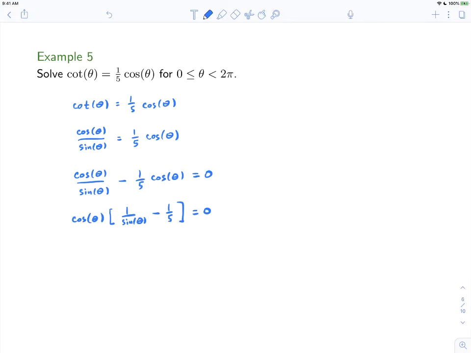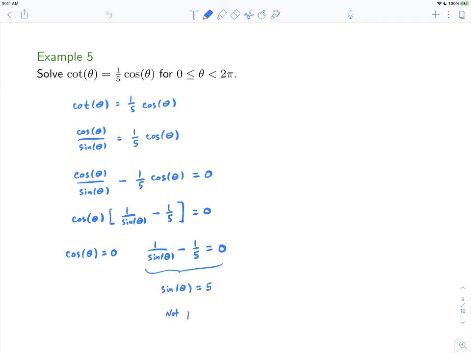So in other words, we have a product which is equal to 0. The only way a product can equal 0 is if one of the factors is equal to 0. So either cosine of theta is equal to 0, or the other possibility is that 1 over sine of theta minus 1/5 is equal to 0. Now the only way that this last equation can happen is if sine of theta itself is equal to 5. Now that is not possible.